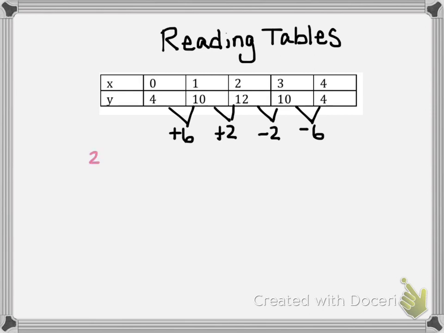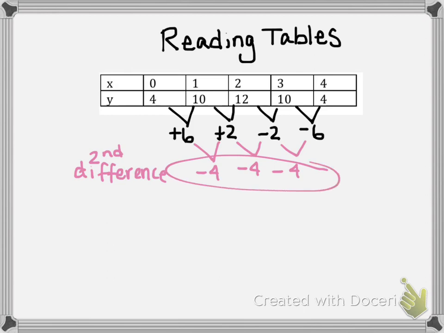So now we're going to go into what we call your second difference. The second difference is going to be the same thing. We need to see what is going on. To go from 6 to 2, we are subtracting 4. To go from positive 2 to negative 2, we are subtracting 4 again. And to go from negative 2 to negative 6, we are subtracting 4. Because this second difference is consistent, you're doing the exact same thing each time, we would consider this to be proof that this is a quadratic.